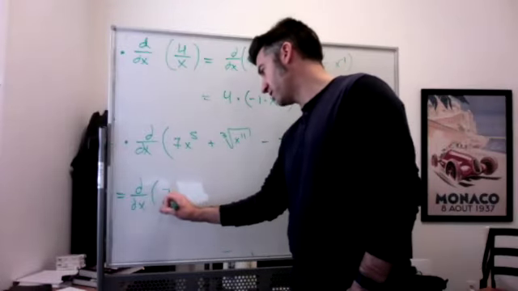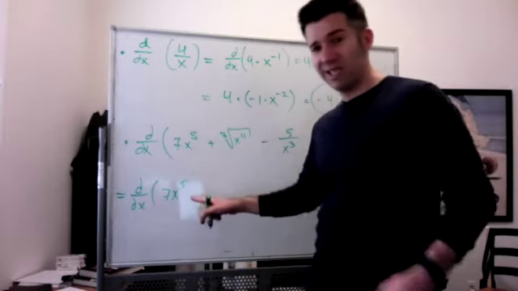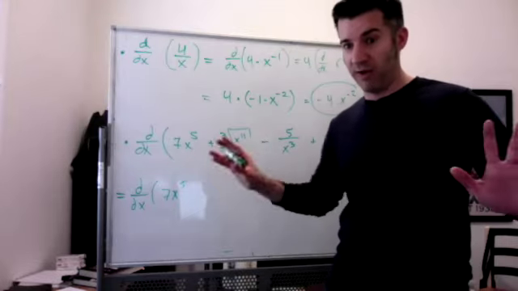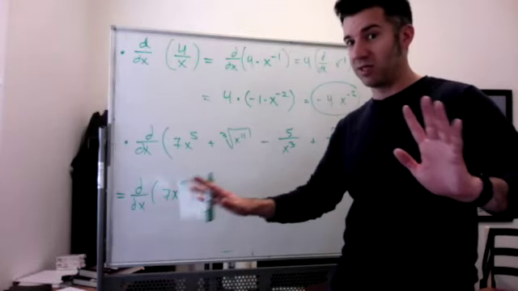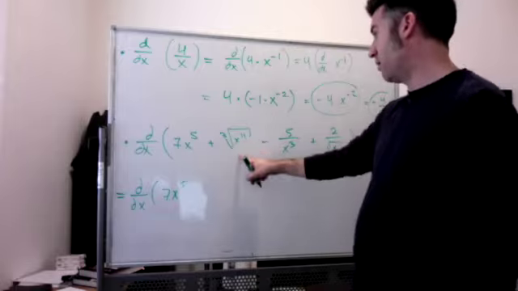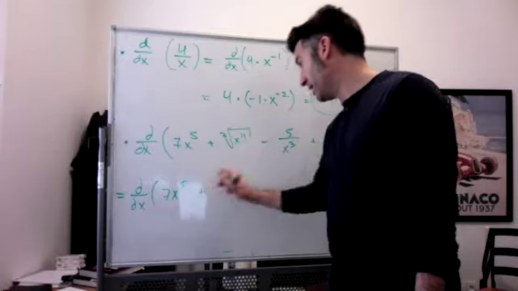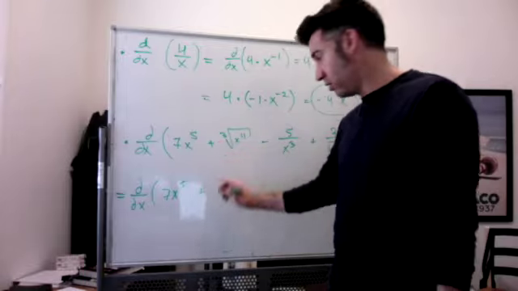So 7x to the 5th is still 7x to the 5th. I don't want to say like 35x to the 4th and then simplify these. You either are simplifying or differentiating. You're not doing some of each. This is going to be x to the 11 thirds. Right? It's x to the 11th to the 1/3 power.